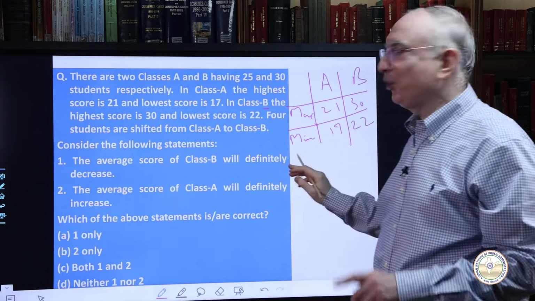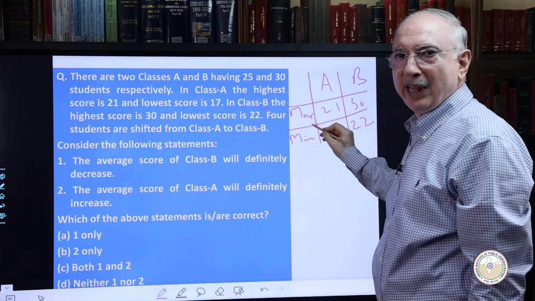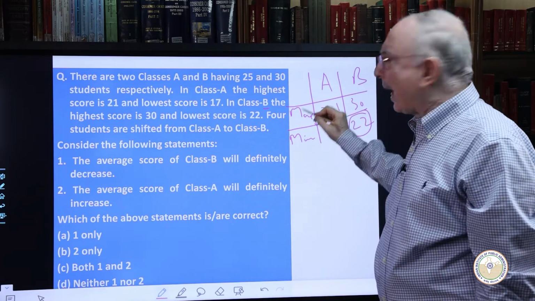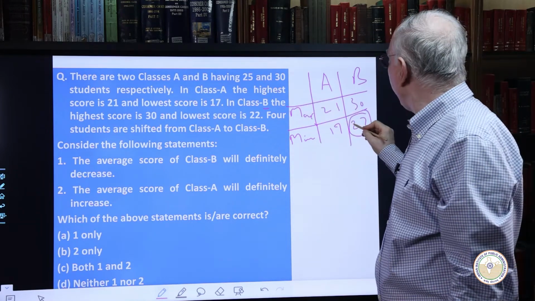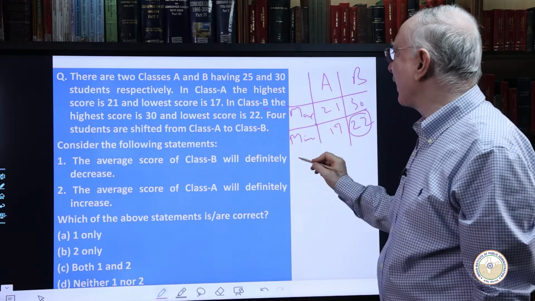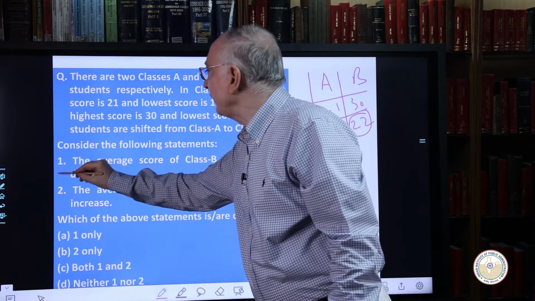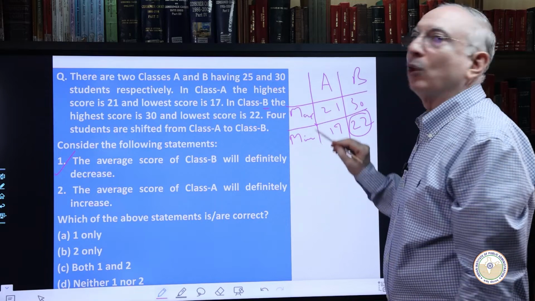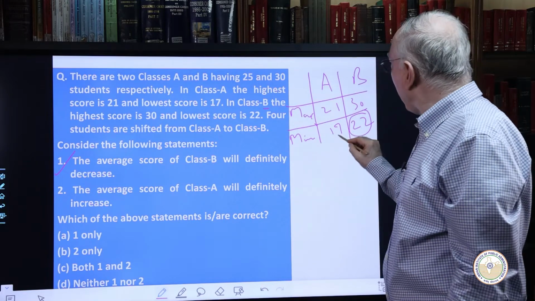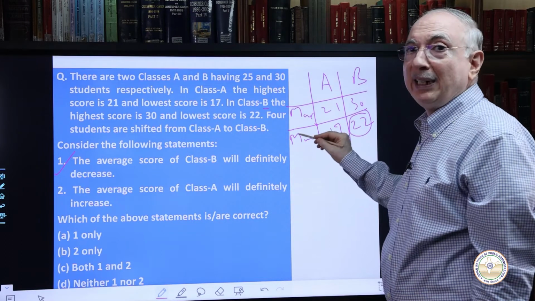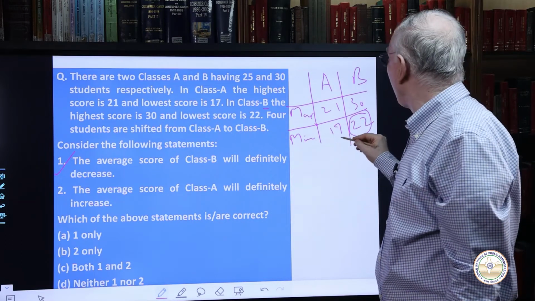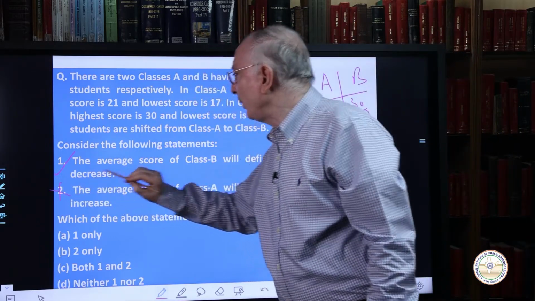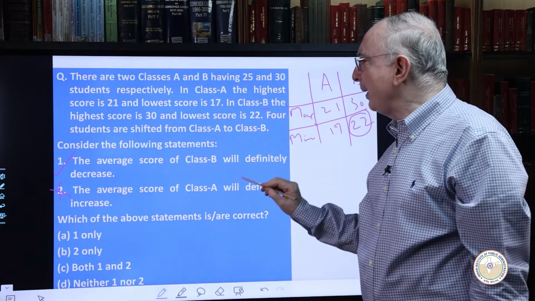Now one interesting point to be noted: the highest of class A is still lower than the minimum of class B. Therefore, it doesn't matter how many students you shift from A to B, the average score of class B will definitely decrease. So statement 1 is correct. Now let us look at whether the average score of class A will definitely increase. No, we cannot say with certainty because you never know which student with what score has been shifted from A to B. Therefore, no conclusive evidence can emerge from this statement. Therefore, we have to eliminate statement 2.